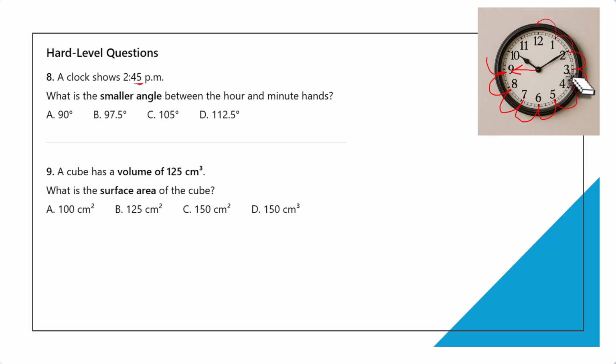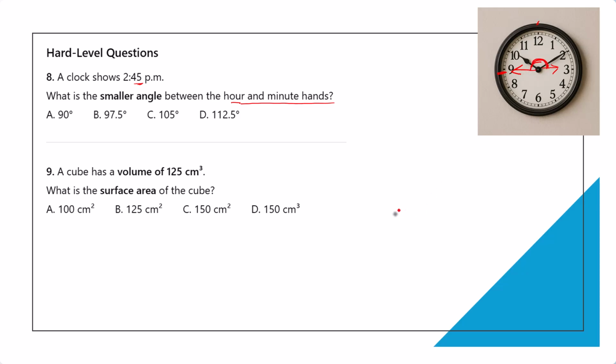That's 45. Now, what about the short hand? The short hand should be pointing past 2, nearly 3 o'clock, because it's nearly 3 o'clock. So the short hand should be pointing like nearly 3, but not 3. Okay? He says, what is the smaller angle between the hour and the minute hand? Now, look carefully at what we're saying. The angle they're talking about is this one here. This is the small angle they're talking about.